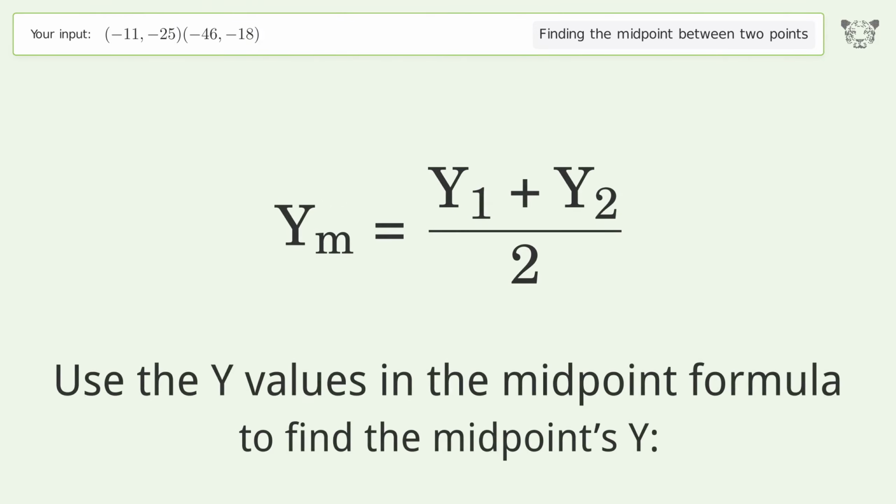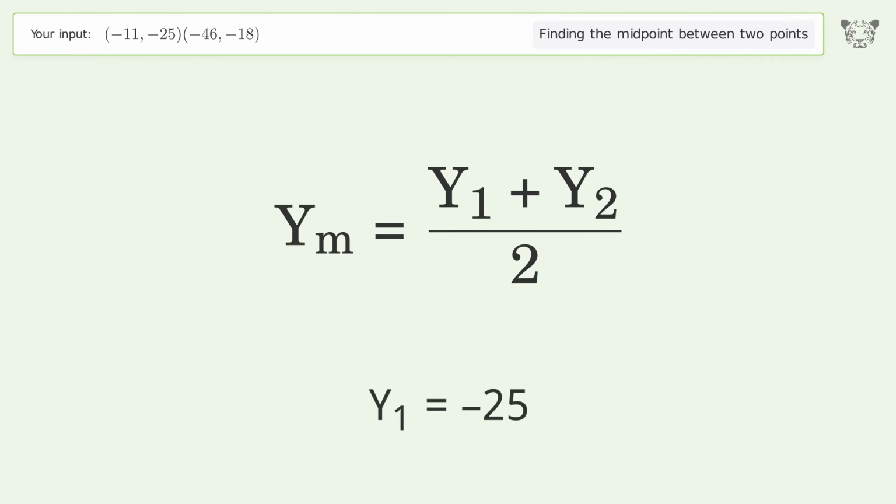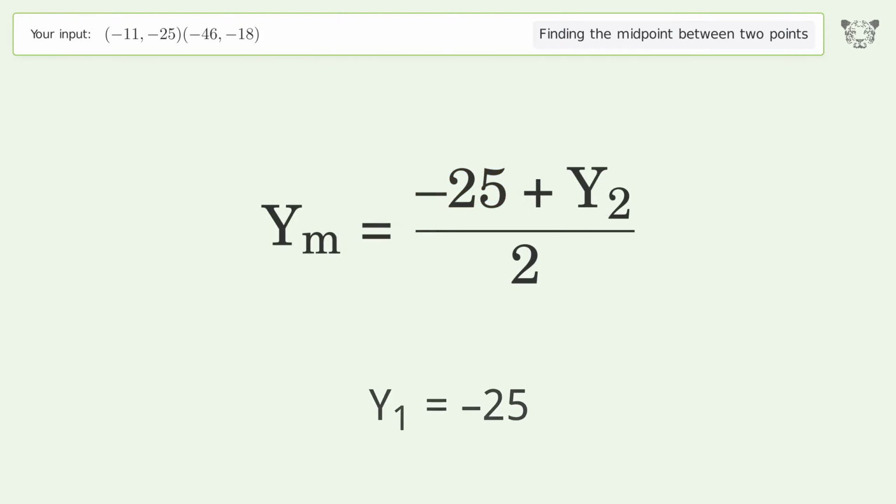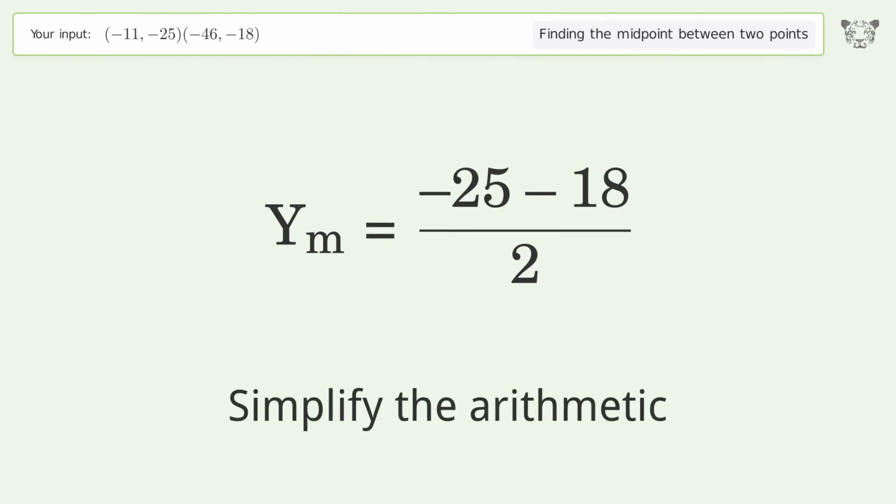Use the y values in the midpoint formula to find the midpoints y. y1 equals -25. y2 equals -18. Simplify the arithmetic.